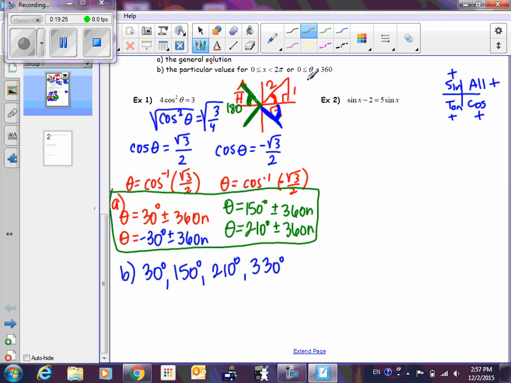I'm going to keep moving on because we need to get some more examples done for this to really sink in. All right, so first step always is to get, like in this case, sine x by itself. I see sine x in 2 different places, so what's the first thing I need to do? If you had an x on both sides of an equation, what would you do? You'd subtract one of them to the other side, right? So we could do either one. I'm going to subtract this sine x, and what that's going to give me is negative 2 equals 4 sine x.